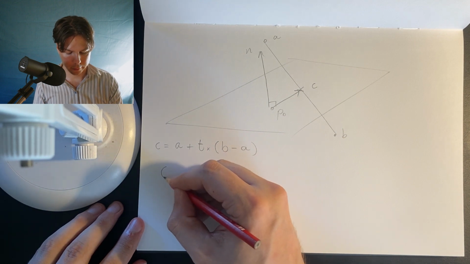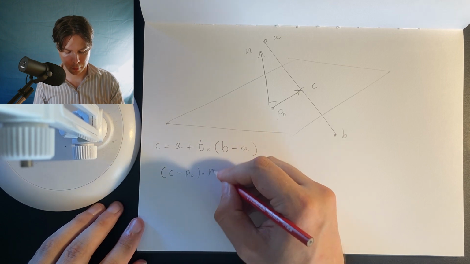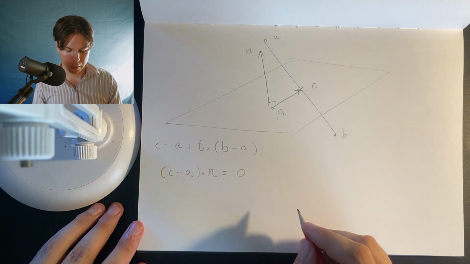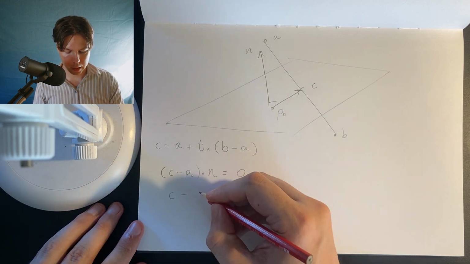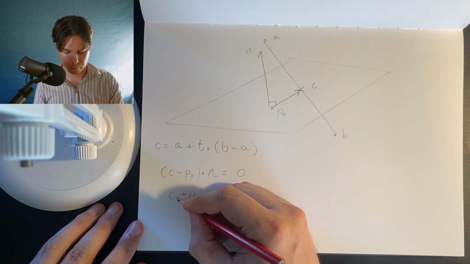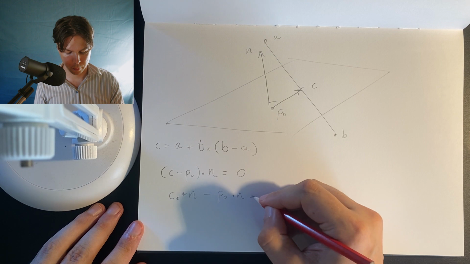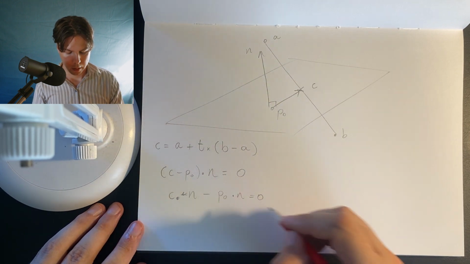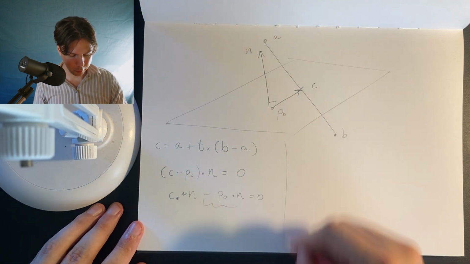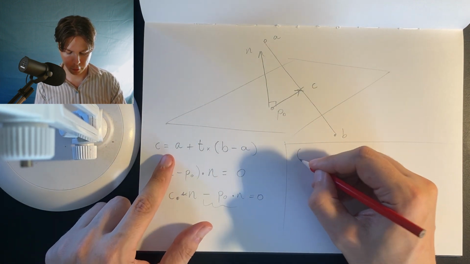So what we've got is C minus P0 dot with the normal is 0. So I'll split this out. We'll have C dot with the normal minus P0 dot with the normal is 0. Now we know that this quantity is d, so if we were to bring this over, there's a little more work to this, right?